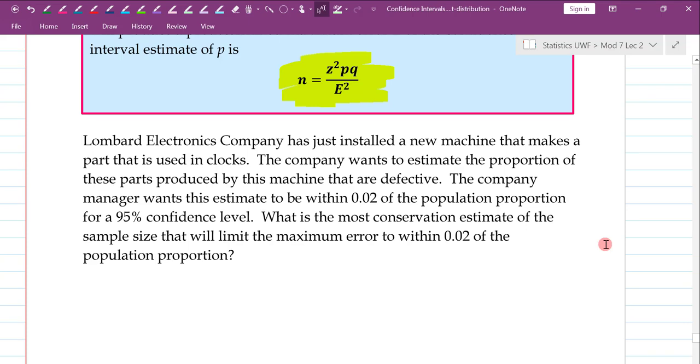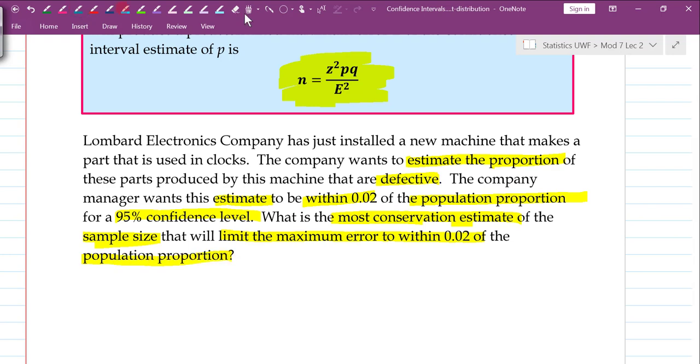Okay, so Lombard Electronic Companies has just installed a new machine that makes a part that is used in clocks. The company wants to estimate the proportion of these parts produced by this machine that are defective. So that's what we're studying. If it's defective, we're counting it. The company manager wants the estimate to be within 0.02 of the population proportion with a 95% confidence level. What is the most conservative estimate of sample size that will limit the maximum error to within 0.02 of the population proportion?